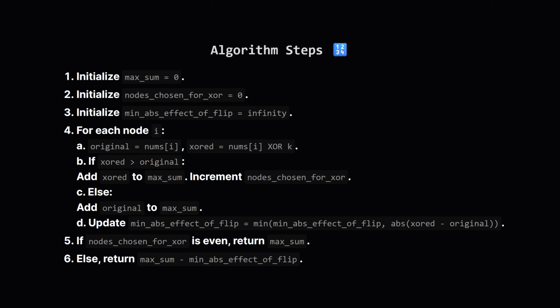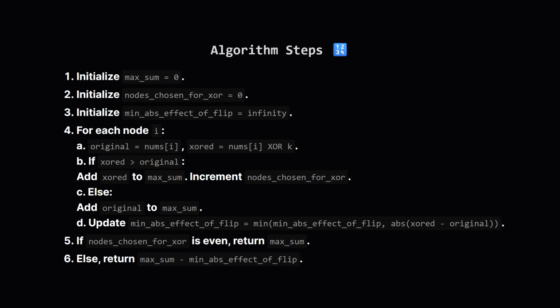For each node, A, get its original value and its potential XORed value, B. If the XORed value is greater than the original, we add the XORed value to our max sum, and increment our count of nodes chosen for XOR, D. Otherwise, we just add the original value to our max sum, D. No matter what we chose, we calculate the absolute difference between the XORed value and the original value.